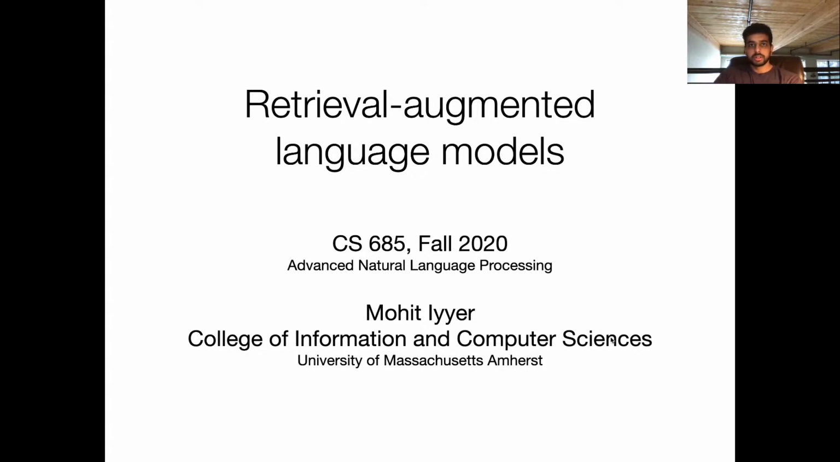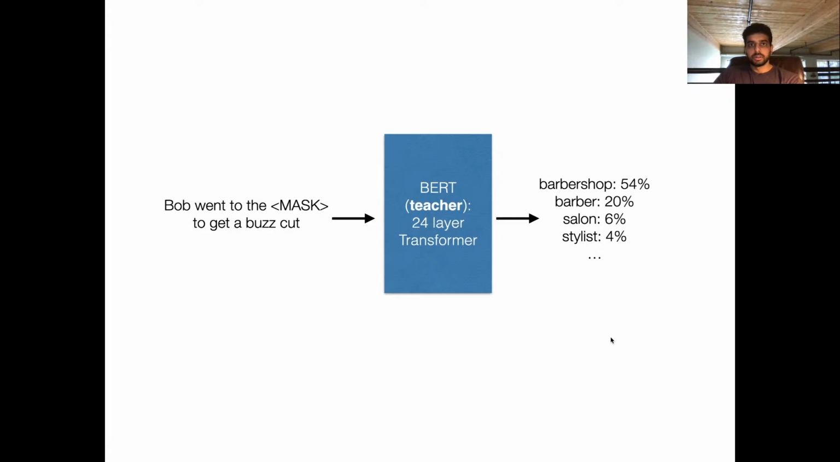All right, so let's proceed here. This is a slide that we saw from last time, right? We have a standard masked language model. Bob went to the mask to get a buzz cut, and our BERT eventually learns to produce a probability distribution over the vocabulary where words that are reasonable within this context get a higher probability.